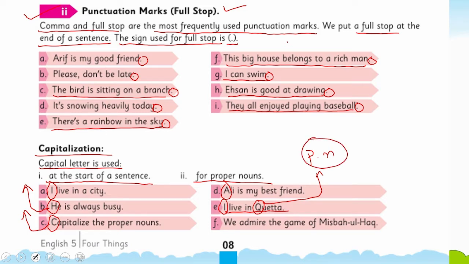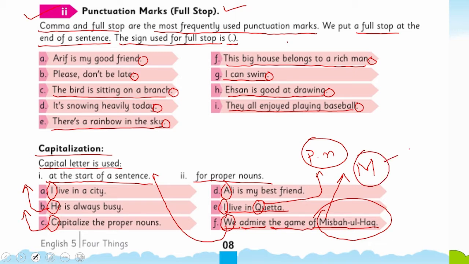In the last sentence: we admire the game of Misbah al-Haq. Repeat with me. We admire the game of Misbah al-Haq. Here W of we is capitalized because it is the start of the sentence, the word where the sentence starts, so the letter W is capital. But in Misbah al-Haq, you are clearly watching that M of Misbah al-Haq is capital because this is a proper noun. That is why M of Misbah al-Haq is capital.